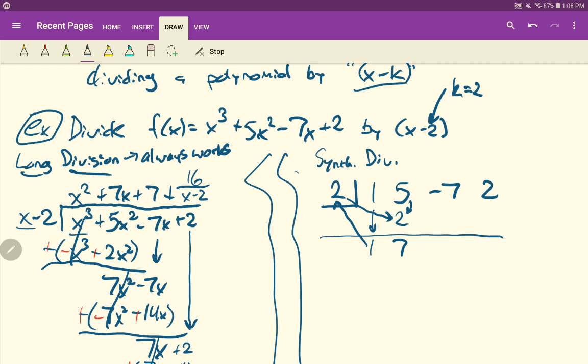Okay, and then we start over again. The 7, we'll multiply with the 2, and that gives us 14. And then we'll add these two together to get 21. Okay, and then we'll do the same thing. 7 times the 2, 14 goes there. 2 plus 14, 16.